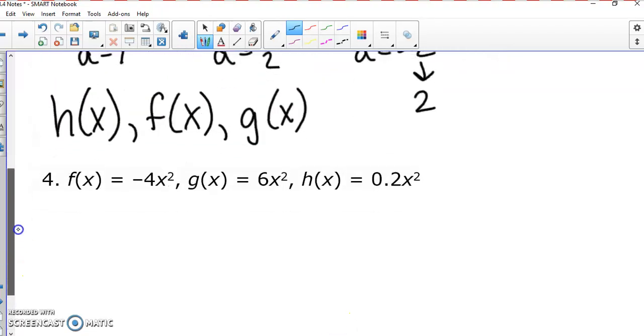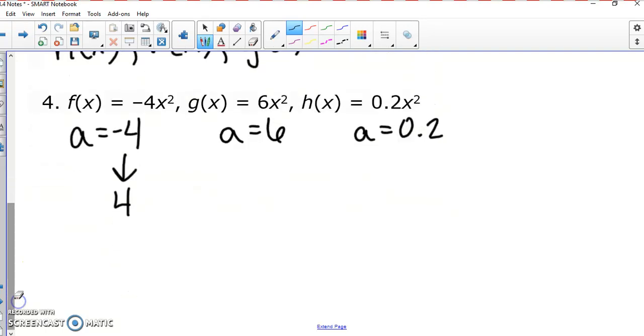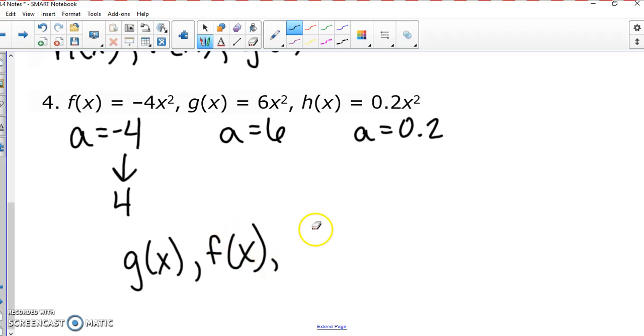Okay, and then on this next one, my a value is -4. Here it's 6, and here it's 0.2. So remember, we want to think of them all as the absolute value, so the positive version of themselves. So we want to think of that -4 as a +4 when we're considering widths. So now my biggest one, that's my 6, would be my most narrow. And then my next biggest one would be next, and my smallest one is this 0.2, so that would be my widest graph.